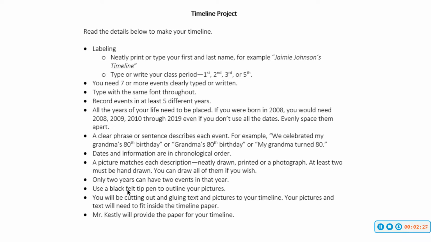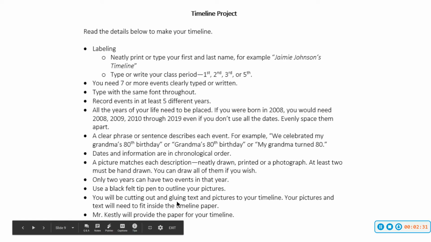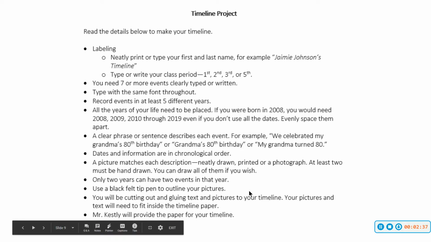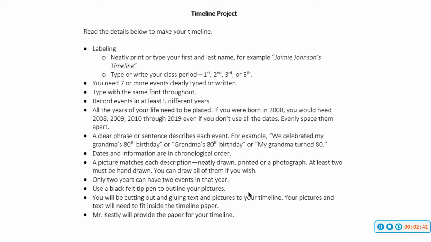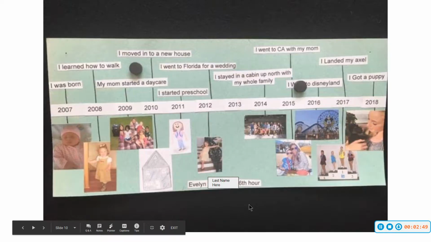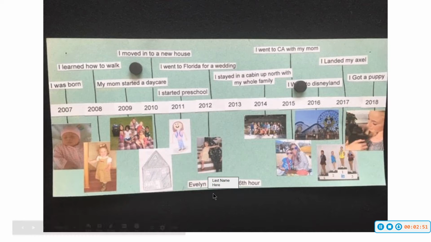I want you to use a black felt tip pen to outline your pictures. You will be cutting out and gluing text and pictures to your timeline. Your pictures and text need to fit inside the timeline paper. So for example, you can't have pictures hanging off the actual timeline. And then I will provide all the materials you need for putting your timeline together unless you'd like to bring things from home. So here's an example of Evelyn's.